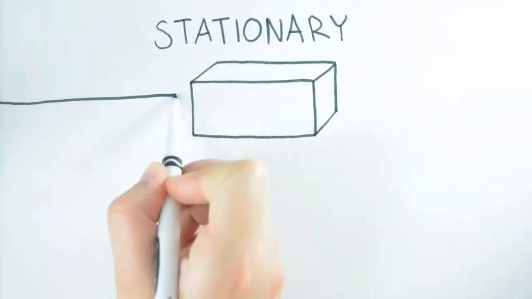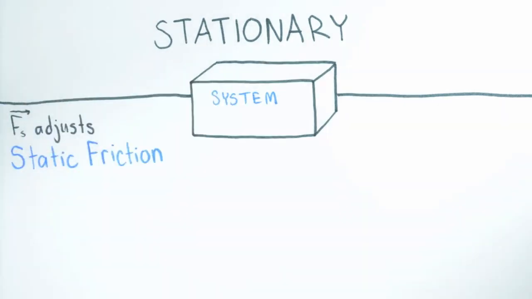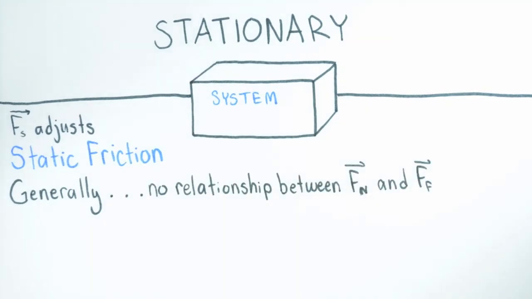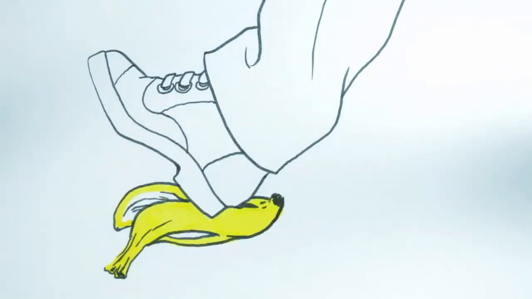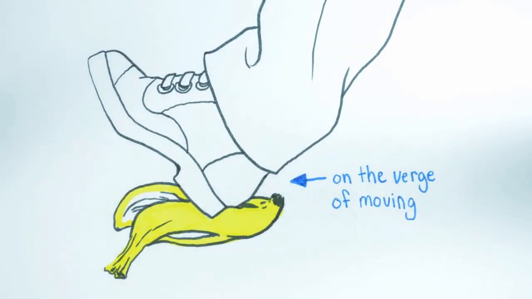Now, if the system is not moving relative to the solid in the surroundings, then generally the surface contact force adjusts, meaning the spring-like bonds in the solid in the surroundings compress and stretch in such a way as to keep the system from moving relative to the solid in the surroundings. In this case, the friction is called static friction. Generally, there's no simple relationship between the normal and the friction components, except when the object is on the verge of slipping, that is, on the verge of moving relative to the solid in the surroundings.